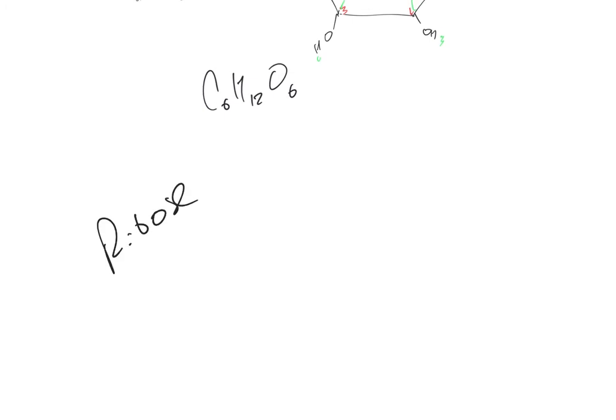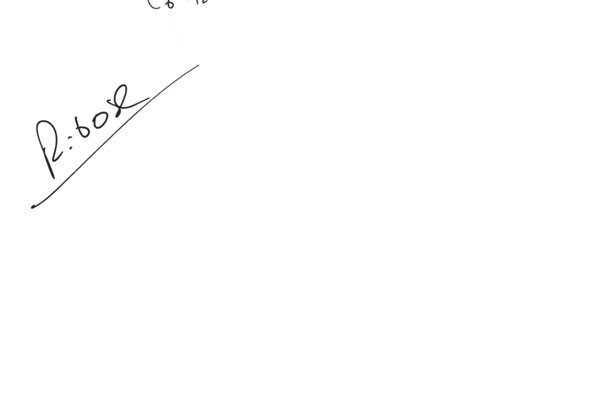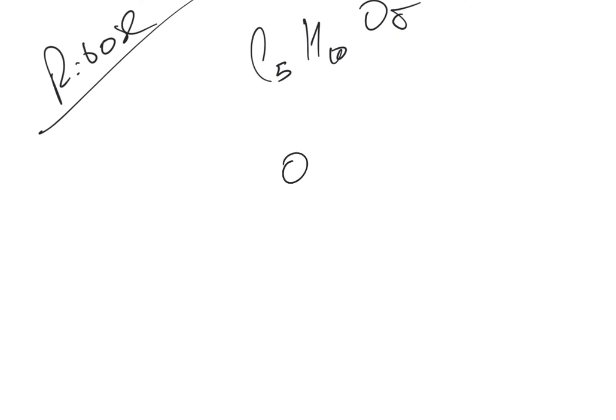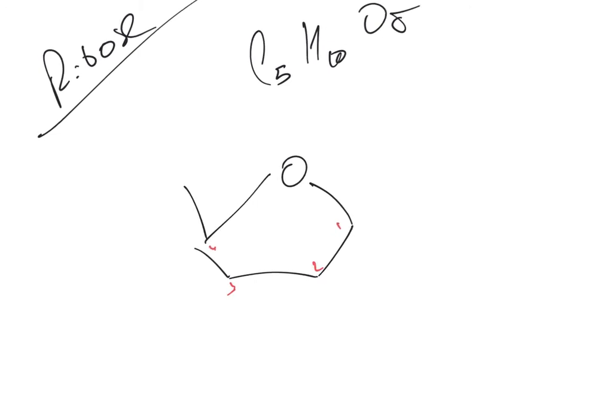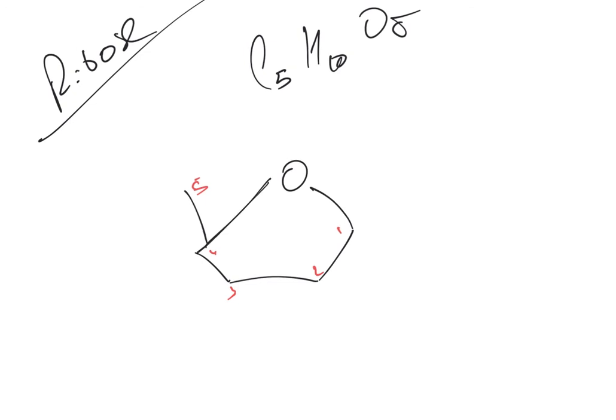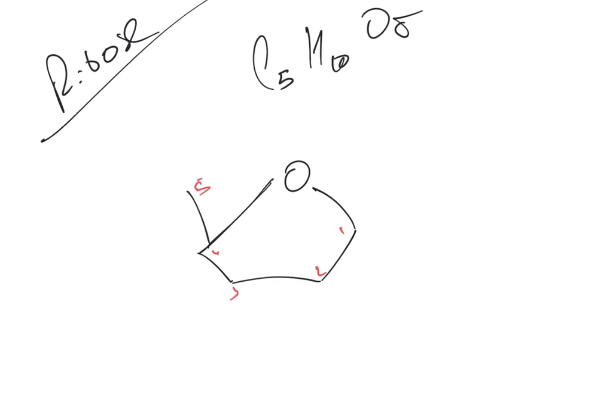Ribose. Ribose is C5H10O5. So in this ring, the O is on top. 1, 2, 3, 4, 5. 1, 2, 3, 4. And you see how I'm checking myself? Like, I forgot that line in the beginning. When I drew the ring, I forgot that extra line. So there are my 5 carbons.